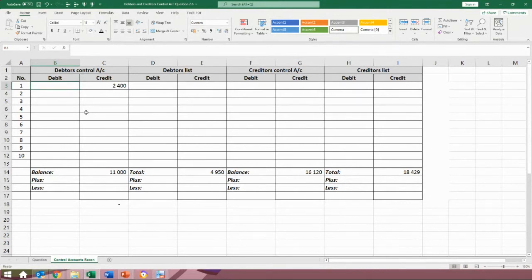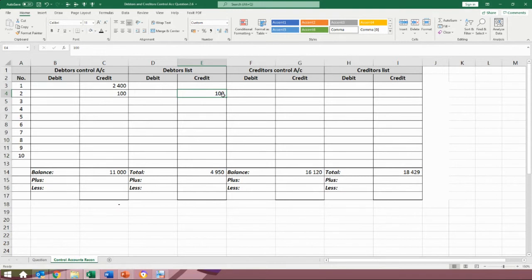That's correct, Hebe. We will credit it. Because we are issuing a credit note, we are actually decreasing the account. So what we will have to do is we credit both the control account as well as the debtors list, because that transaction has not been recorded at all. So it hasn't been reflected in either one of the two listings.